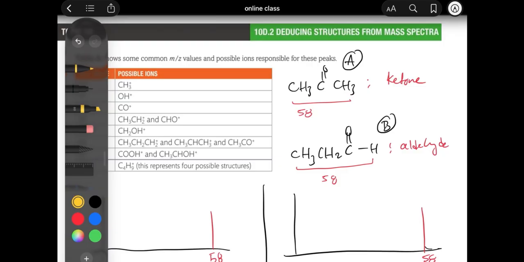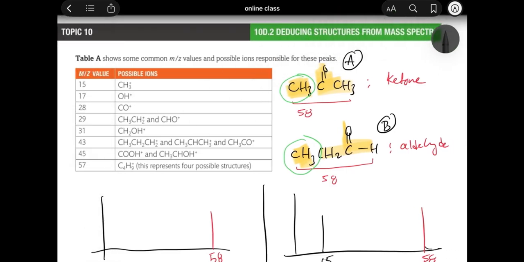This is the structure. We have a breaking from this methyl group and the other side. Technically, we have the same fragment at 15. So we have a 15 fragment of CH3 in here, and we have another 15 fragment right here. So till now, we have the same things.